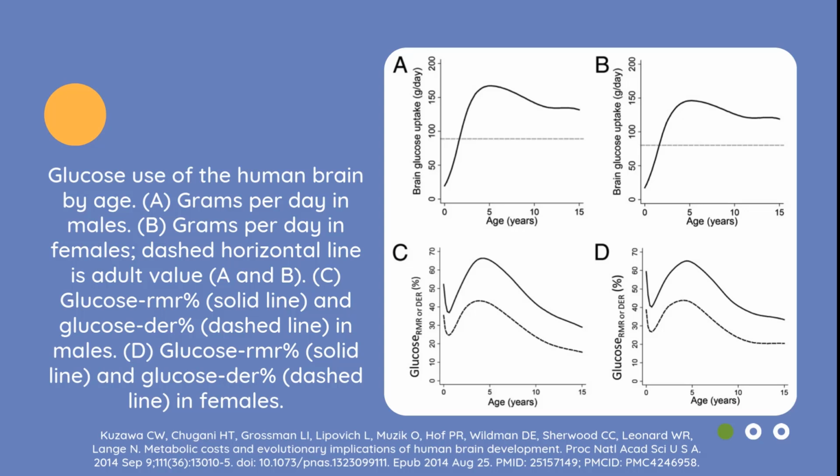I'll be talking in a few slides later about the relevance of this to our patients with autism. And we do see a higher rate of autism in boys. And they do, maybe not coincidentally, have a higher rate of glucose energy requirements within their brain.